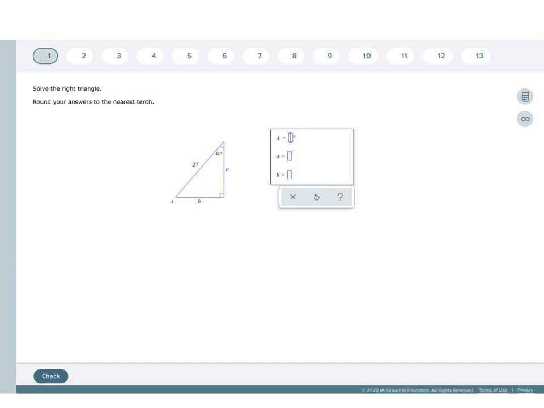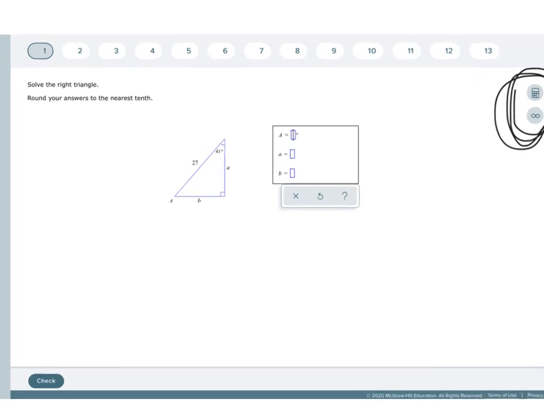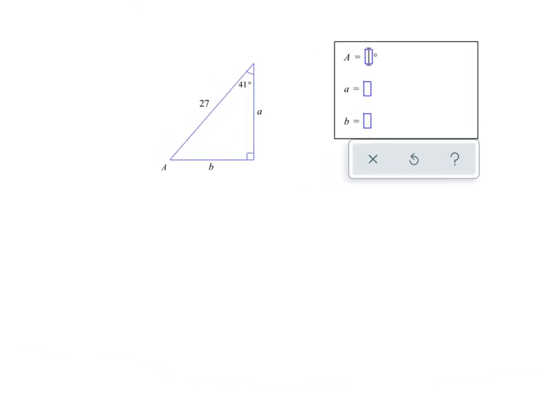All right, so this is how some of your problems in ALEKS will look. Again, you can always come over here and get help. They have examples and explanations that might explain it better than how you feel I'm explaining it. So I'm gonna try and zoom in.